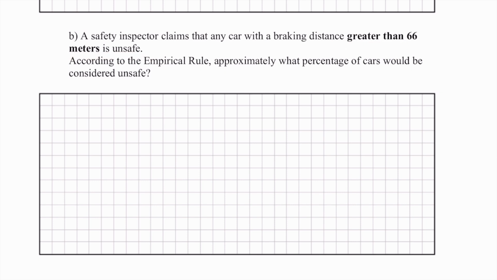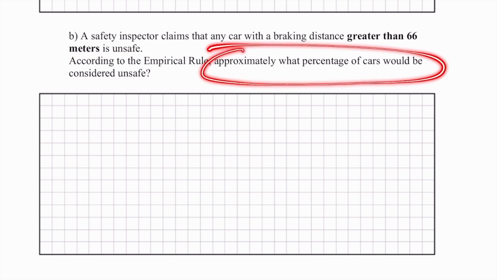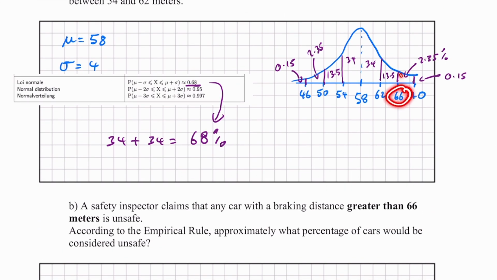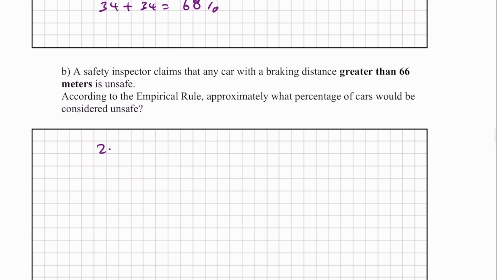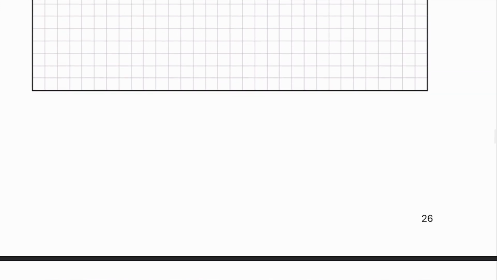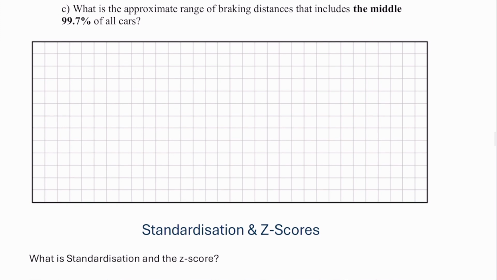Next question. An inspector claims that any car with a braking distance greater than 66 meters is unsafe. So what percentage of cars are unsafe? So let's go up here. 66 is this. Above this is unsafe. That's this number plus this number. So we'll add those two numbers up. That's 2.35 plus 0.15, which equals 2.5%. And that's our answer. C.